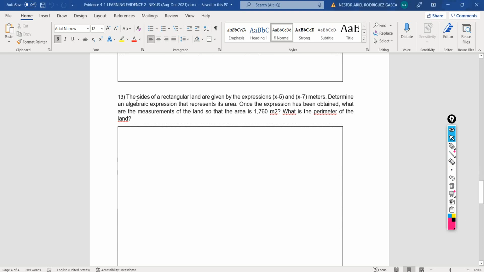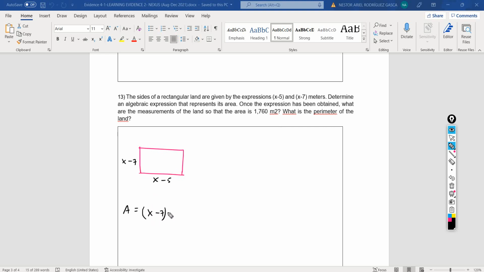This one: the sides of a rectangular land are given by the expressions x minus 5 and x minus 7 meters. So let's write that down. This is my rectangular land, and we have x minus 5 and x minus 7. Determine an algebraic expression that represents its area. So the area of this land is clearly side times side. So this is what you get.